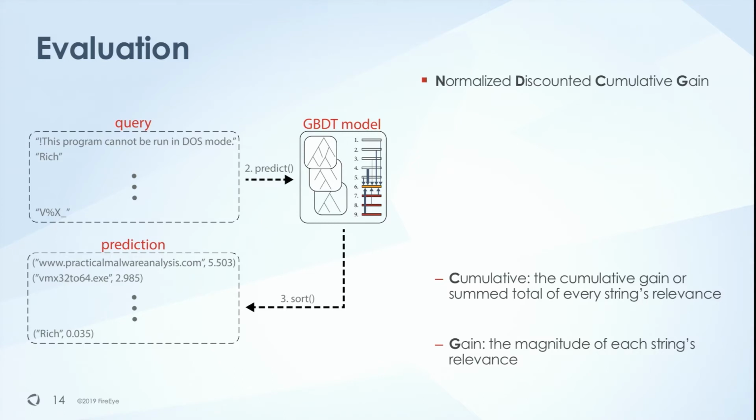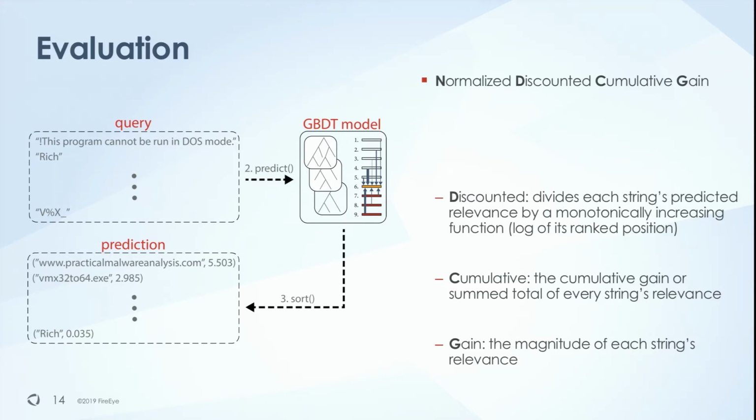You add them up for the entire sample. So for each string within a given string's output, you'll add up the scores. You'll discount them by some monotonically increasing function like a logarithm, and this will make sure that the ones ranked towards the top are paid attention to more by our algorithm than the ones towards the bottom, because those are the things that people look at more and they care more about.